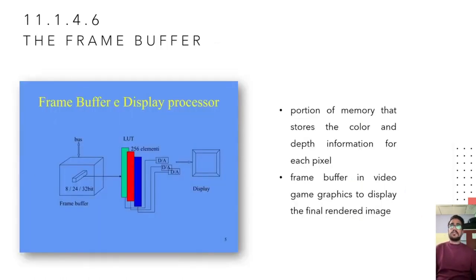Okay, so the next is the frame buffer. The frame buffer is actually a simple thing. It's a portion of memory which is used to store the color and depth information. So as you can see in the simple diagram on the left here, the bits are temporarily stored in the frame buffer before they go through all the elements for the colors and then to the final output of the display. So the frame buffer will be used to display the final rendered image.